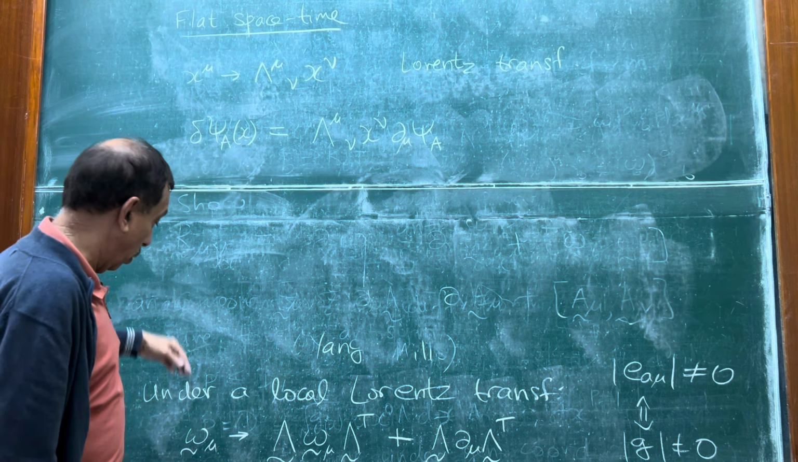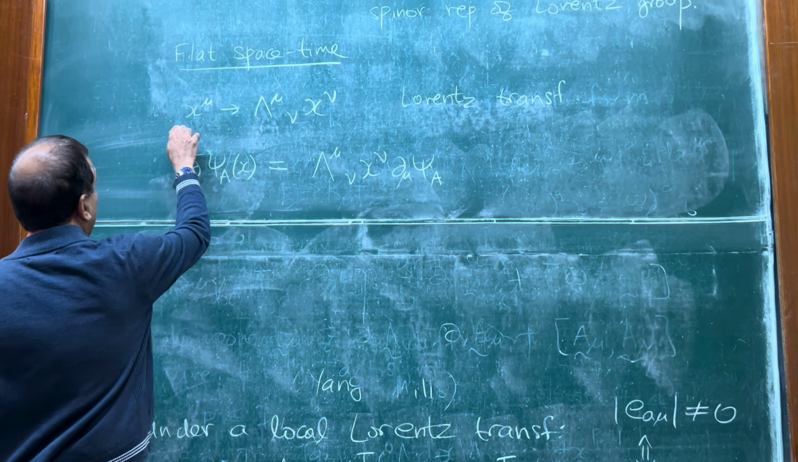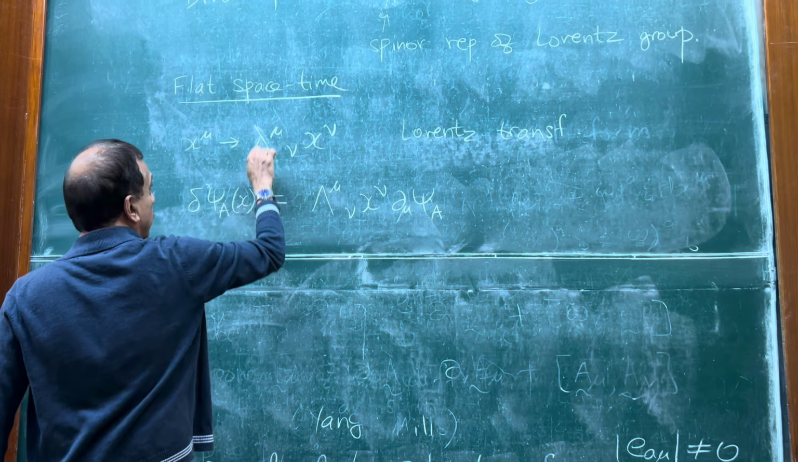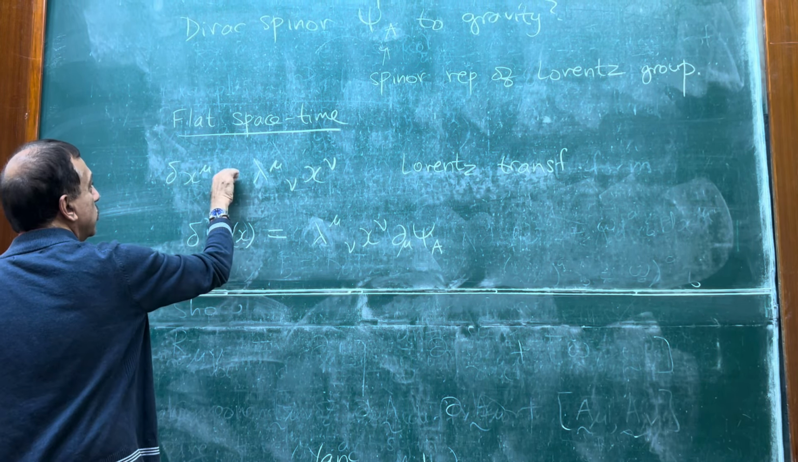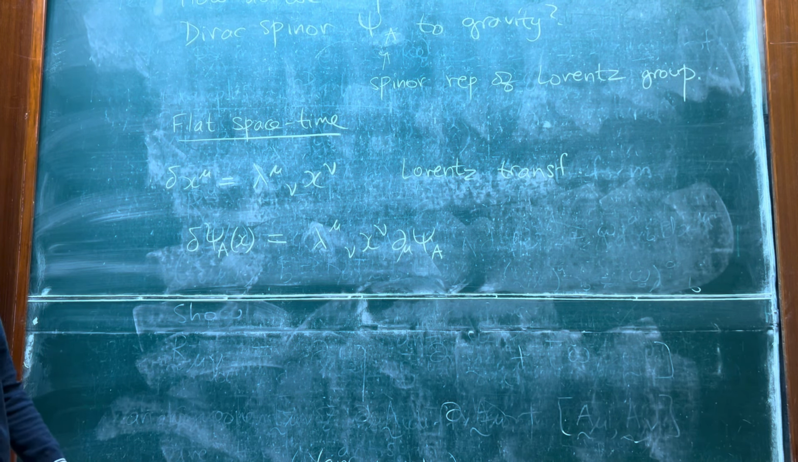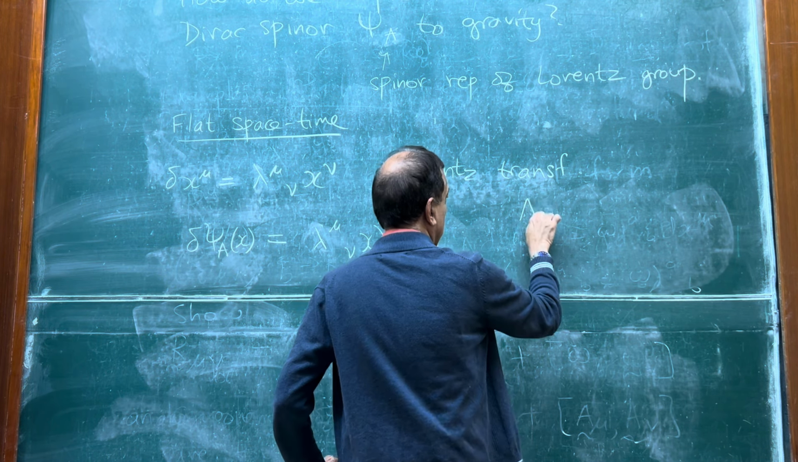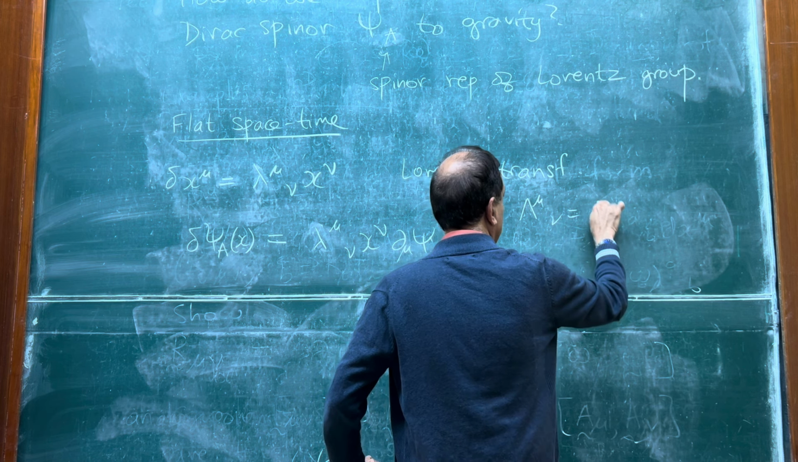Sorry, I made a mistake. I want to call this small lambda. Delta x mu is equal to this. So the actual lambda is delta plus this small lambda.